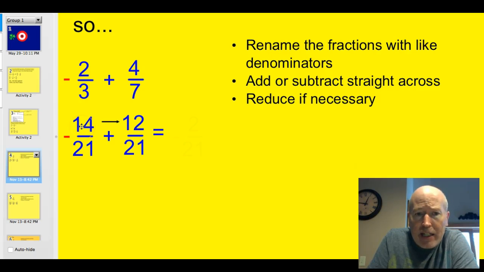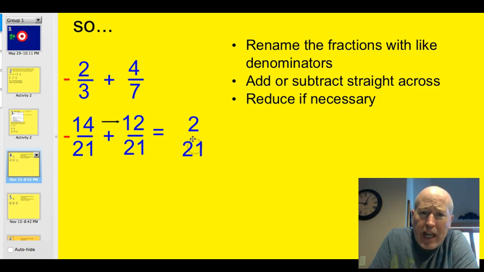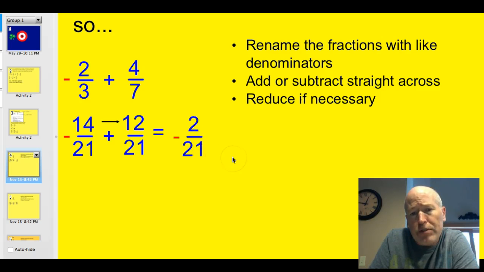So now I've got a negative 14, and I'm going to add 12. Well, that's not quite enough to get me out of the hole. I'm still going to have a negative 2 left over. So my answer is a negative 2/21. All right, let's move on.